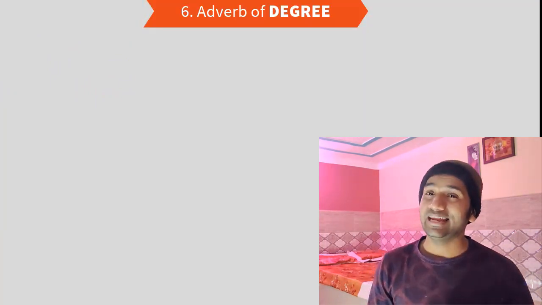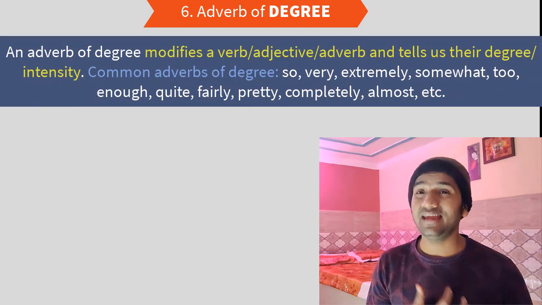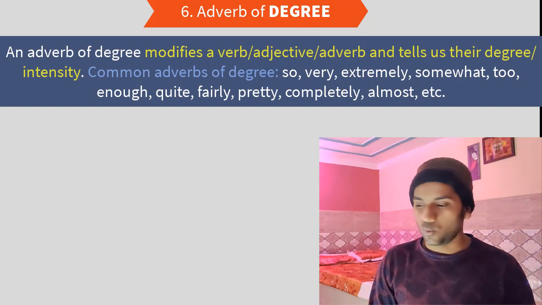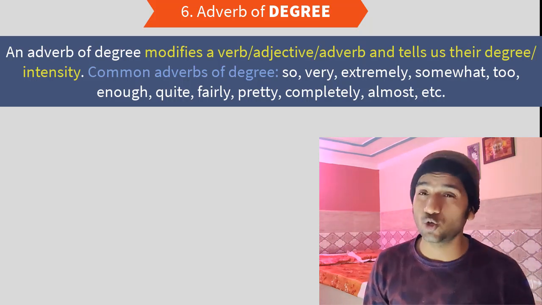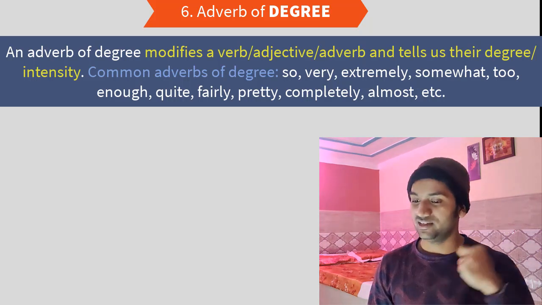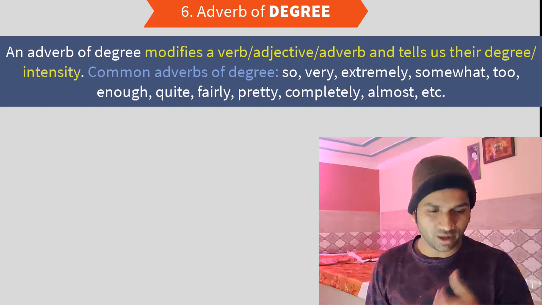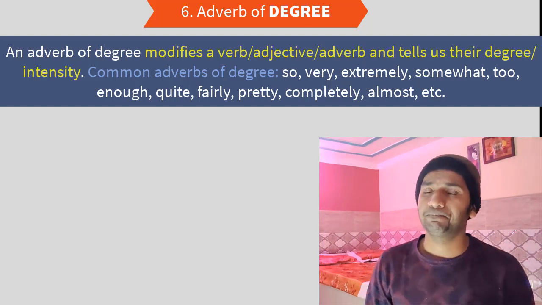All right, moving to the next one, an adverb of degree. Adverbs of degree are words that talk about the intensity or degree of an action. Words like very, somewhat, quite, pretty, so, and all the words that you see on the screen. They modify verbs, adjectives, and adverbs. Let me show you some examples. And let me also tell you, before I show you, they come right before the word they modify.